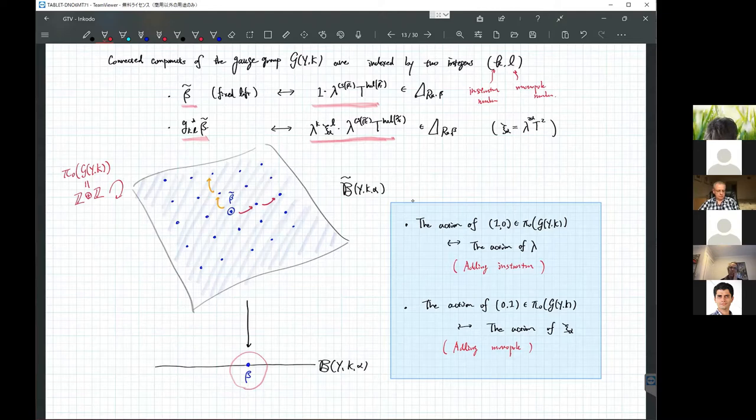So the picture is like this. Each lift is shifted, and there is an action of the connected component of the gauge group, and each representative of beta is shifted by the action of the connected component of the gauge group. It has two directions related to K and L. So the picture is like this.